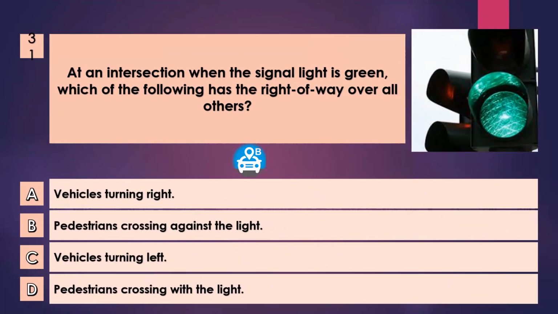At an intersection when the signal light is green, which of the following has the right-of-way over all others? A. Vehicles turning right. B. Pedestrians crossing against the light. C. Vehicles turning left. D. Pedestrians crossing with the light.